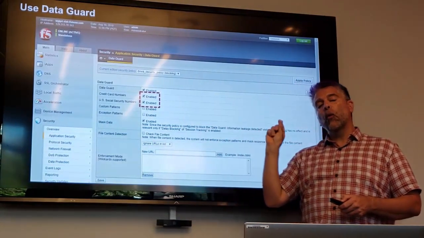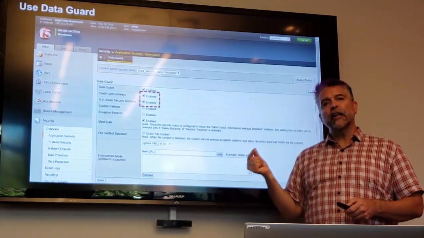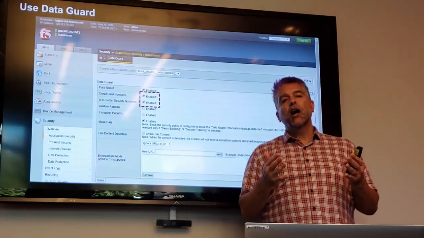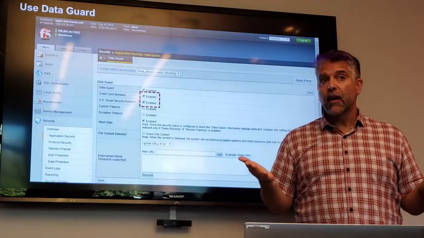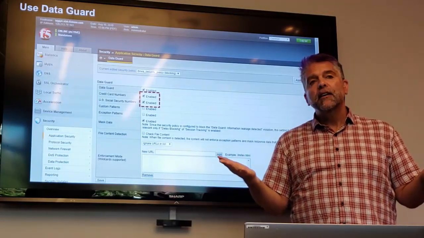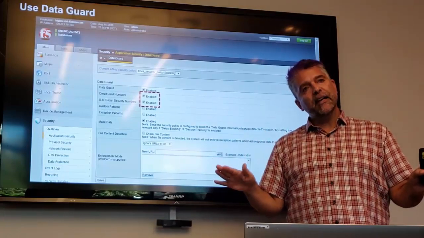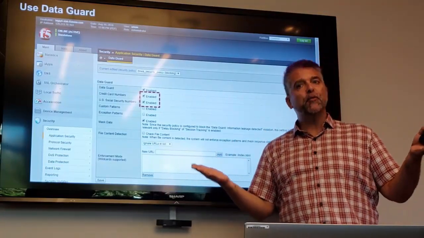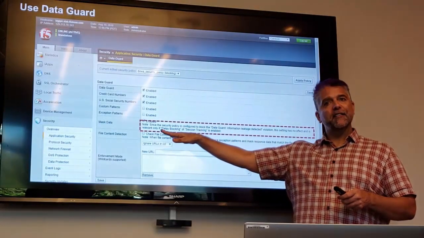So what we want to make sure is that this doesn't inadvertently block a request just because a credit card number is coming back in the response. We don't want to block that. What we just want to do is mask out the sensitive data. In this case, the credit card numbers or the social security numbers. So that is what the masked data is going to do for us.